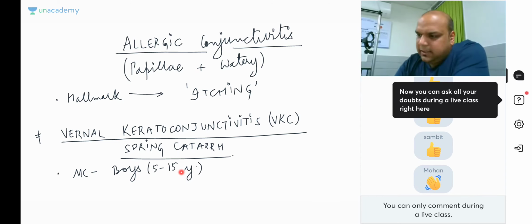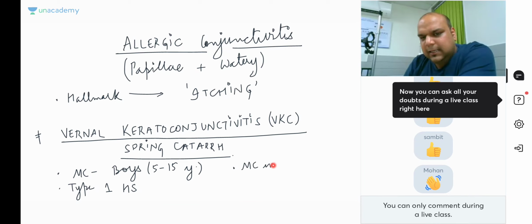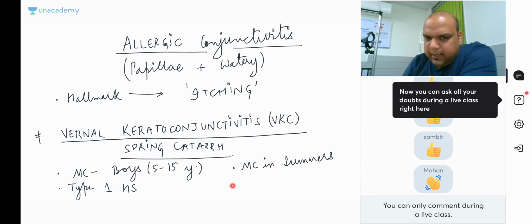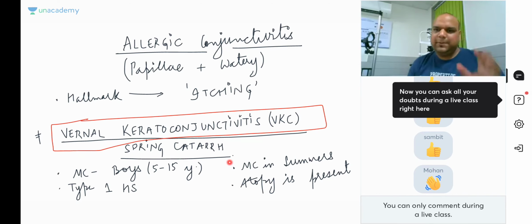Okay, everybody? Then it has characteristically which type of hypersensitivity? Type 1 hypersensitivity. And it occurs more commonly in summers, and atopy is present. So other atopic diseases can also be manifested in the same patient. Okay, everybody. So vernal keratoconjunctivitis. This is a very important condition. This is what we are doing first. Now we know the basic etiological points.